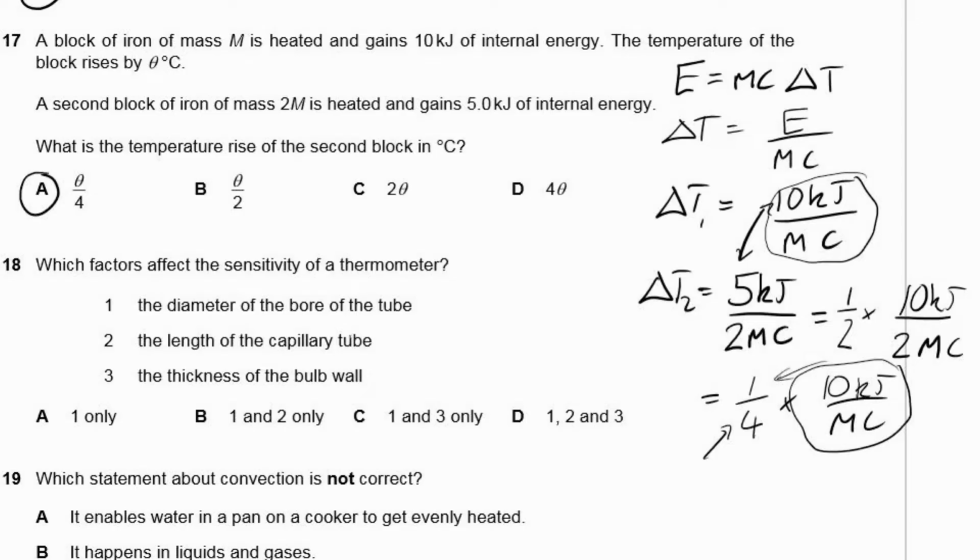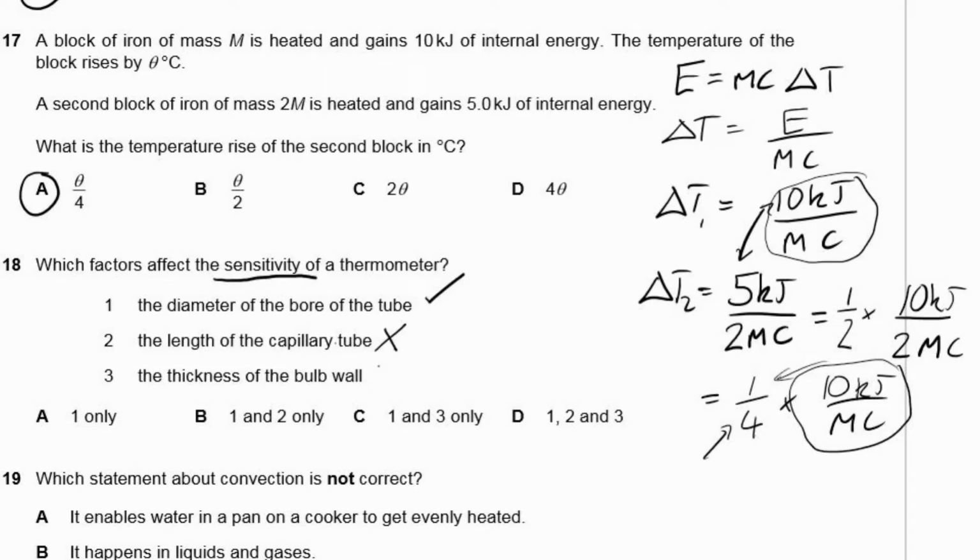Question 18. Which factors affect the sensitivity of a thermometer? Number 1, the diameter of the bore of the tube. Yep, you'll see much bigger changes for the same amount of temperature change if the diameter of the tube changes, especially if it gets small. You'll see much larger change. If it gets wider, you'll see much smaller changes. The length of the tube does not affect it at all.